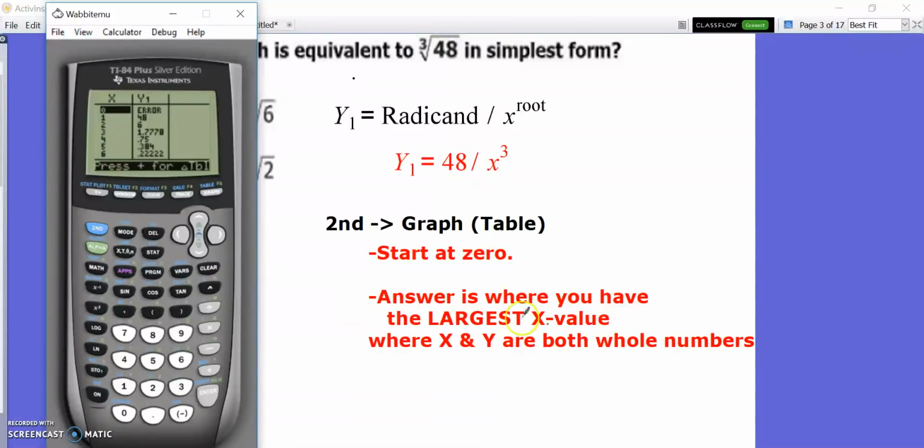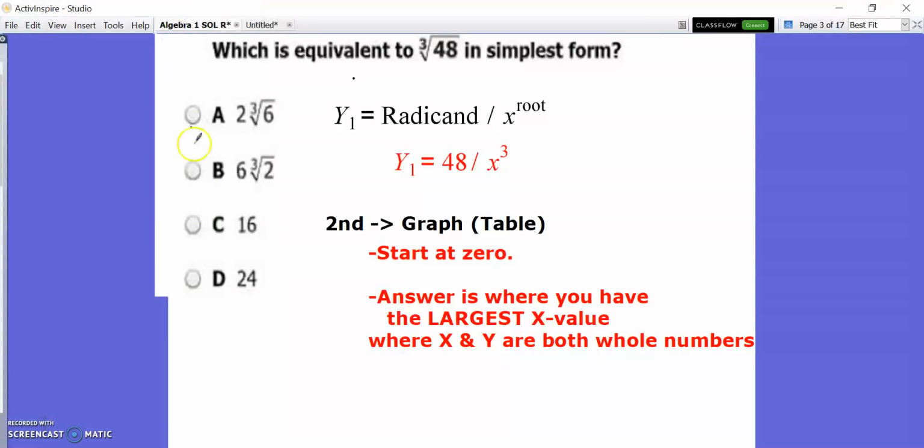We want the x to be the largest possible. So the largest x would be 2, so my answer is going to be 2 cube roots of 6. So let's go back to this problem. Here's our choices. The one that represents 2 cube roots of 6 would be choice A, 2 cube roots of 6.